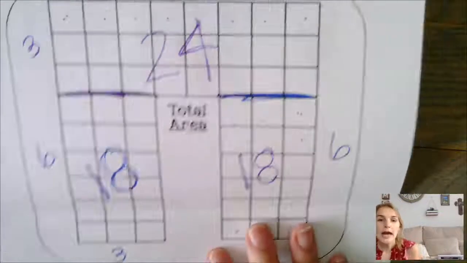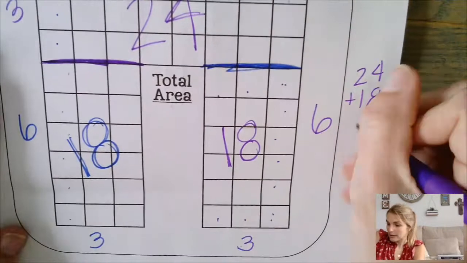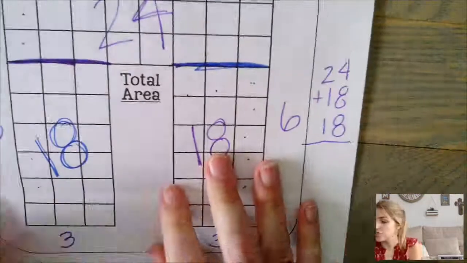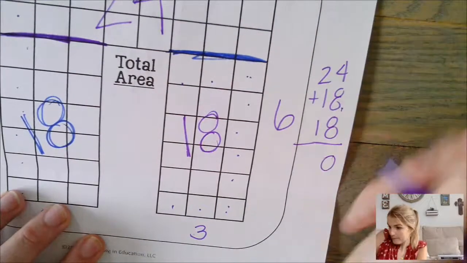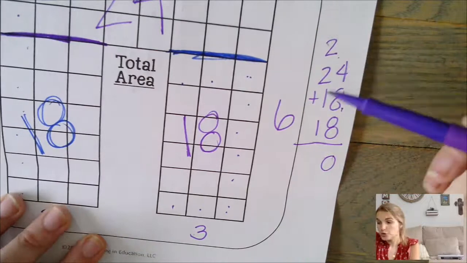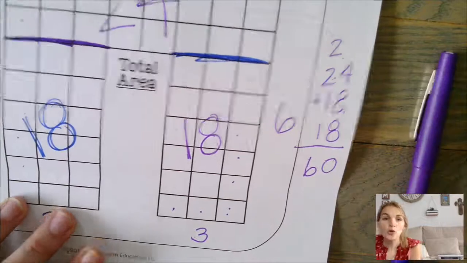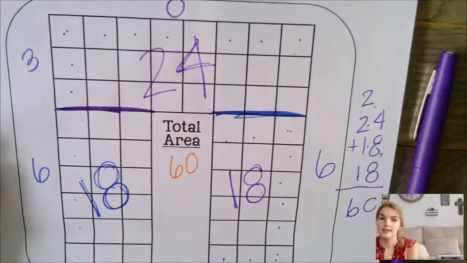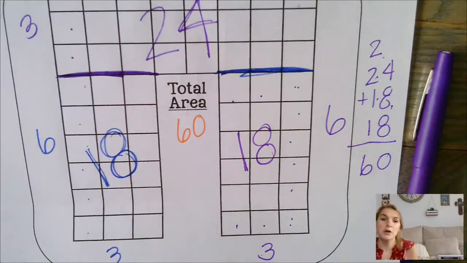So now all we have to do is add these together. 24 plus 18 plus 18. And that will give us the total area of all these shapes. So 8 plus 8 is 16, plus 4 more is 20. 2 plus 2 is 4, 5, 6. So the total area of this shape right here would be 60. Now instead of me going through and counting and losing count, all I had to do was break those up and add them together, and that helped me find the area.